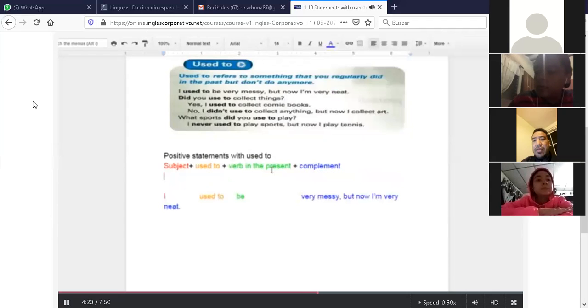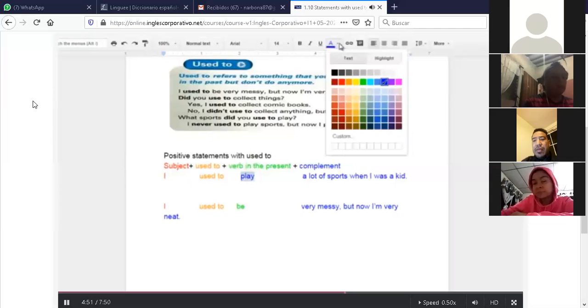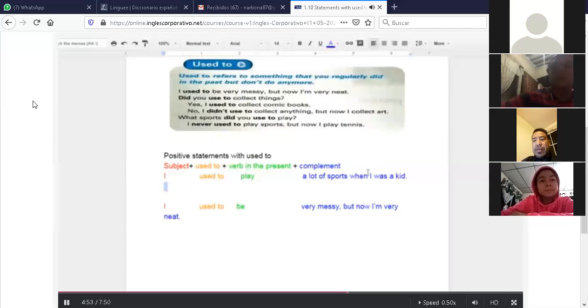And so now let's try to make a couple of more examples. So I'm going to mention some of my own. I used to, and I'm going to say I used to play a lot of sports when I was a kid. And well, we follow the structure. We have a subject, then this follows used to. Then we have the verb in the present tense, and then we have some sort of complement at the end.